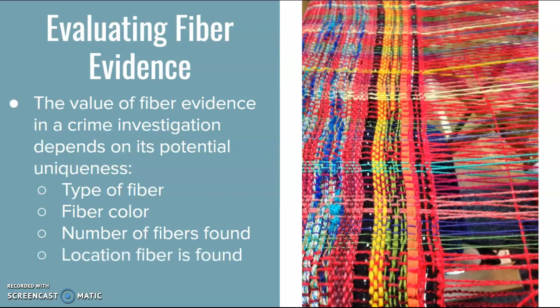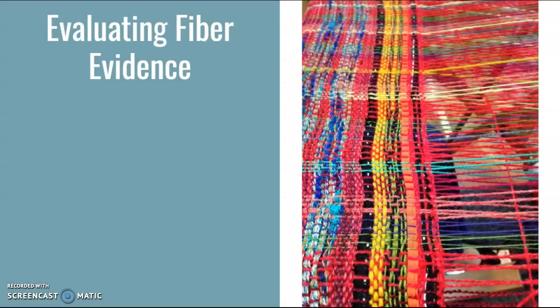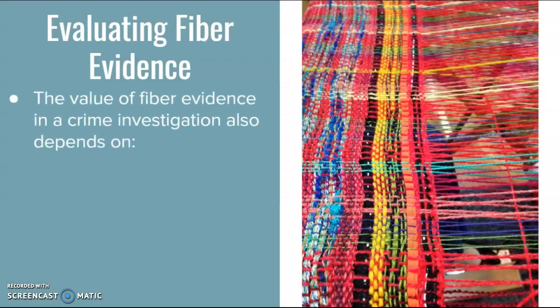The location the fiber is found. So where was it found? How close can you place the suspect to the scene of the crime? Were they in the house or were they close to a victim's body? The value of fiber evidence in a crime investigation also depends on the textile the fiber originated from. So are these carpet fibers or upholstery from a car?